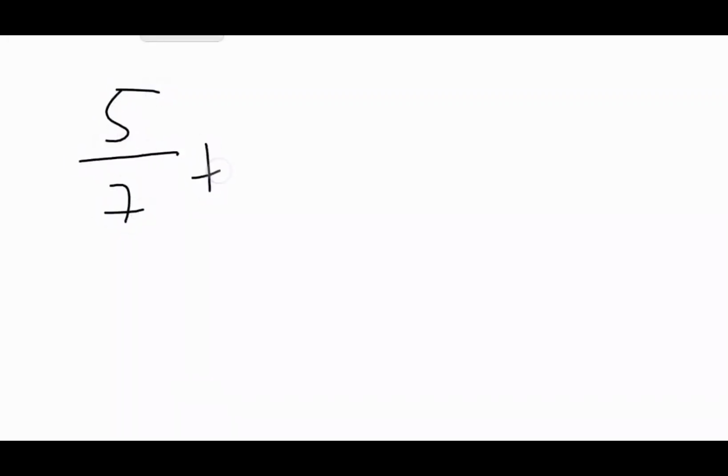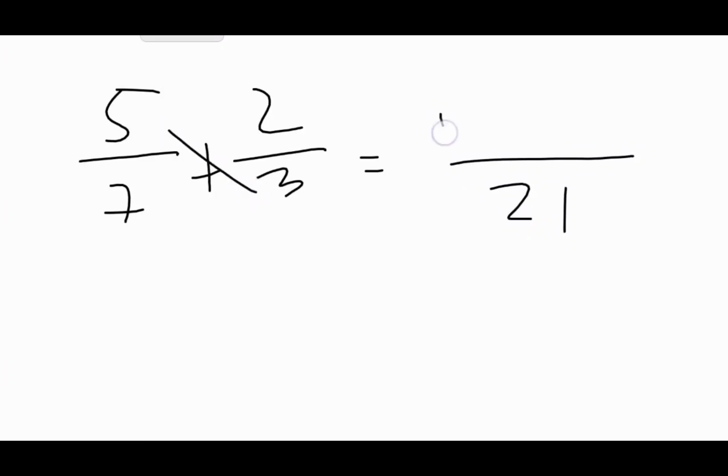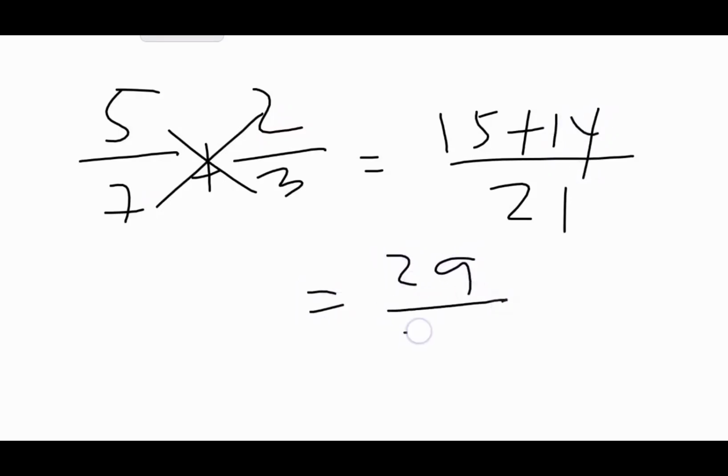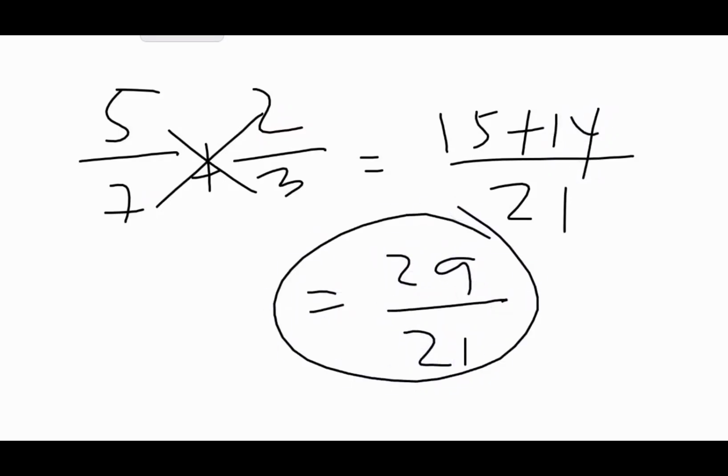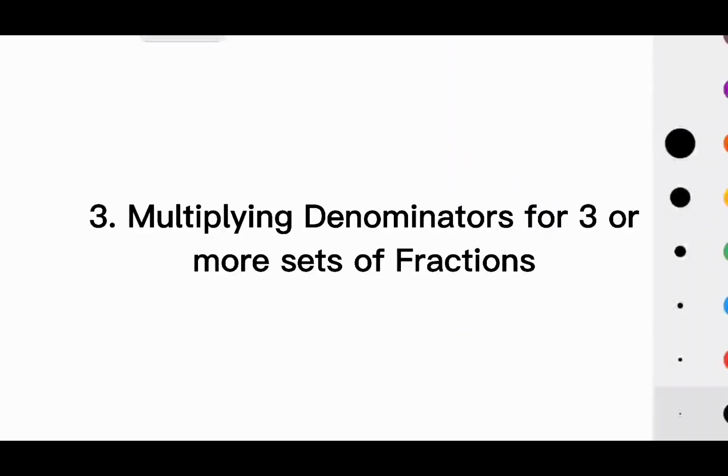5/7 plus 2/3. Again, multiply the denominators. That's 21. Then cross multiply. That's 15 plus 14. The answer is 29/21. The last procedure, it's applicable for 3 or more sets of fractions.